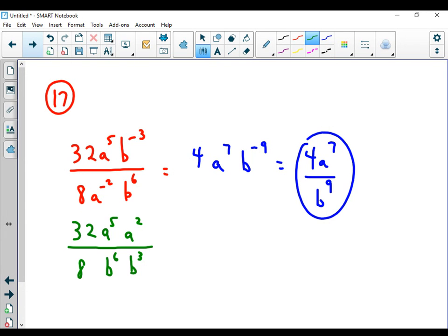And so now I can get my answer fairly quickly. Still the 32 divided by 8, but I got a to the 5th times a squared, so I get to that. B to the 6th times b cubed, and that gives me the b. So just another way maybe of thinking about that one.